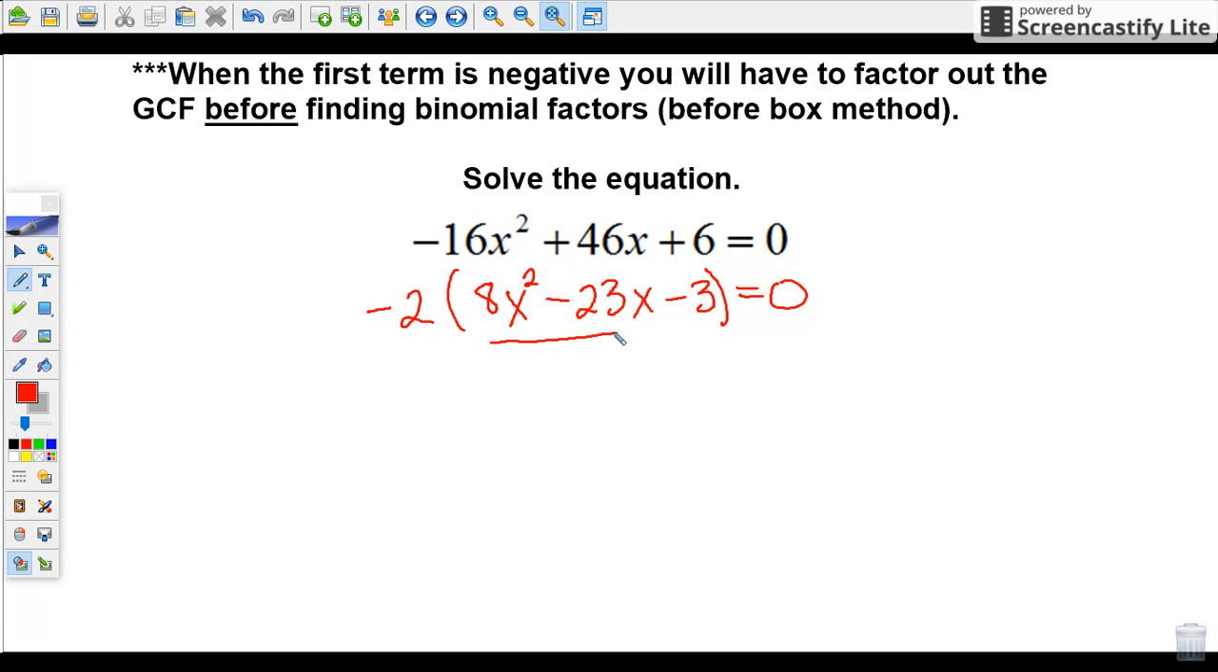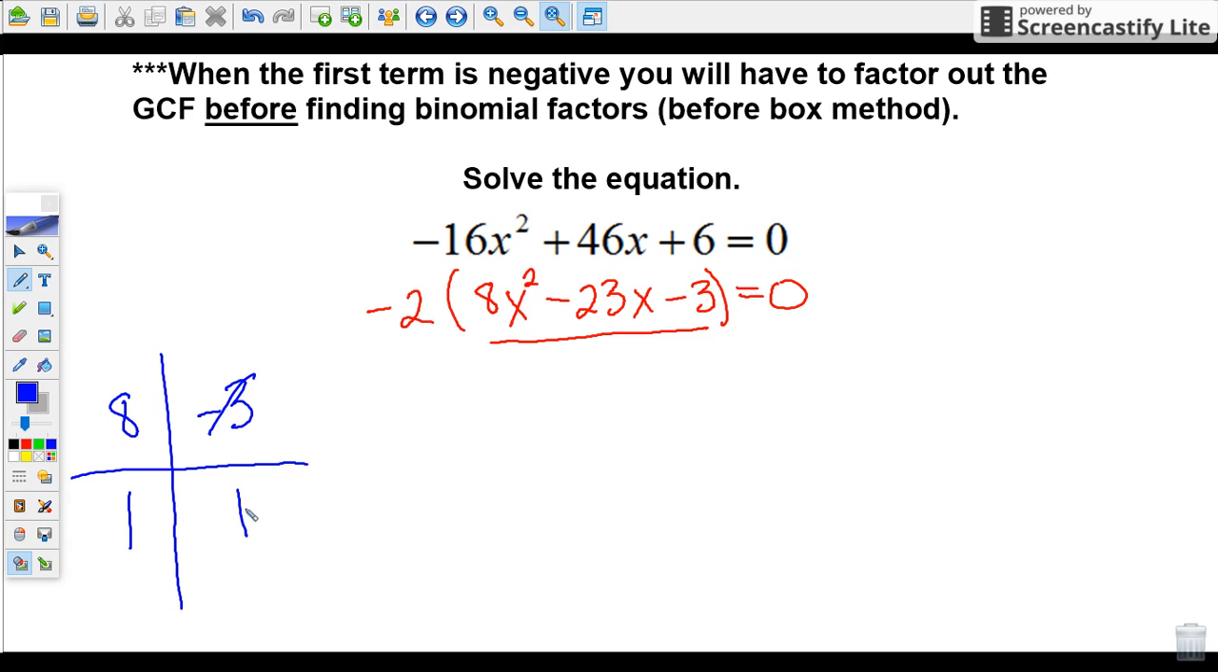I'm going to take this polynomial that's remaining in here, and I'm going to do my box method to factor it. So factors of 8, there's a few we could use. Let's use the most basic, 8 and 1. Factors of negative 3 means that one of them has to be negative, one has to be positive. So let's do negative 3 and positive 1. Multiply diagonally. 8 times 1 is 8. 1 times negative 3 is negative 3. 8 plus negative 3 is 5, not negative 23.